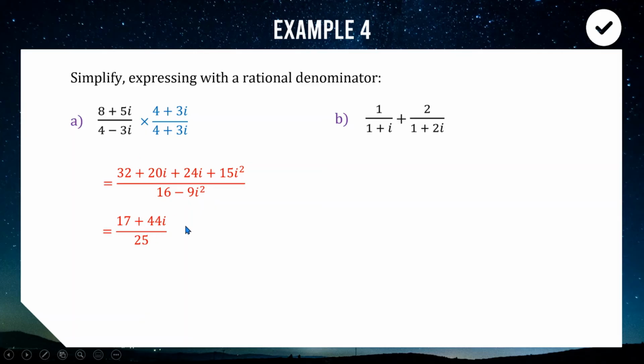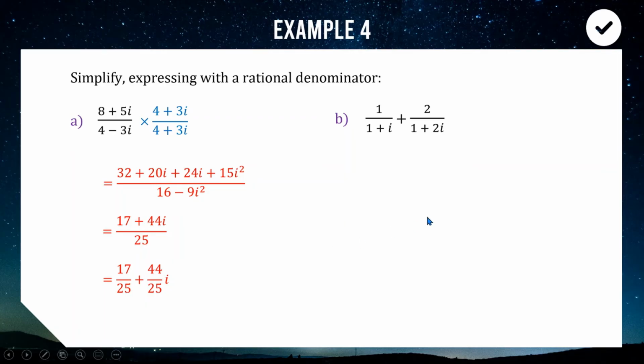So there we go. If we wanted to split this apart, we could write it as two separate pieces. We could have 17 over 25 as our real part, and we could have 44 over 25 as our imaginary part. Sometimes the questions will specify they want you to split it up and write it as two numbers, a real part and imaginary part with an i. So you've got to be able to read.